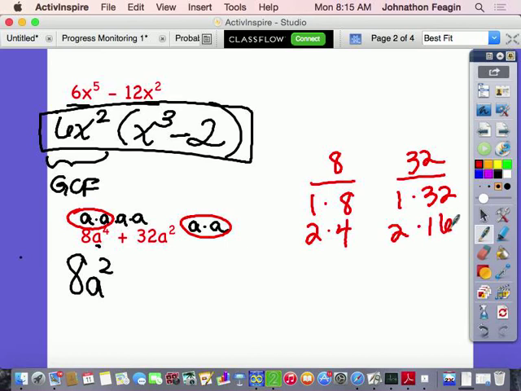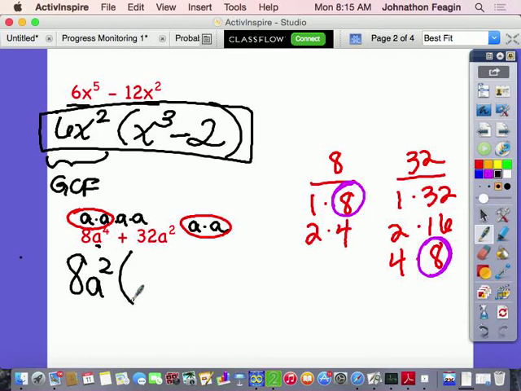2 and 16. 4 and 8. And so then you're looking for what's the greatest common factor between 8 and 32. Well, it's the largest number that both of the numbers have in common. And that's where the 8 comes from. So that's how you get 8a squared as your greatest common factor.